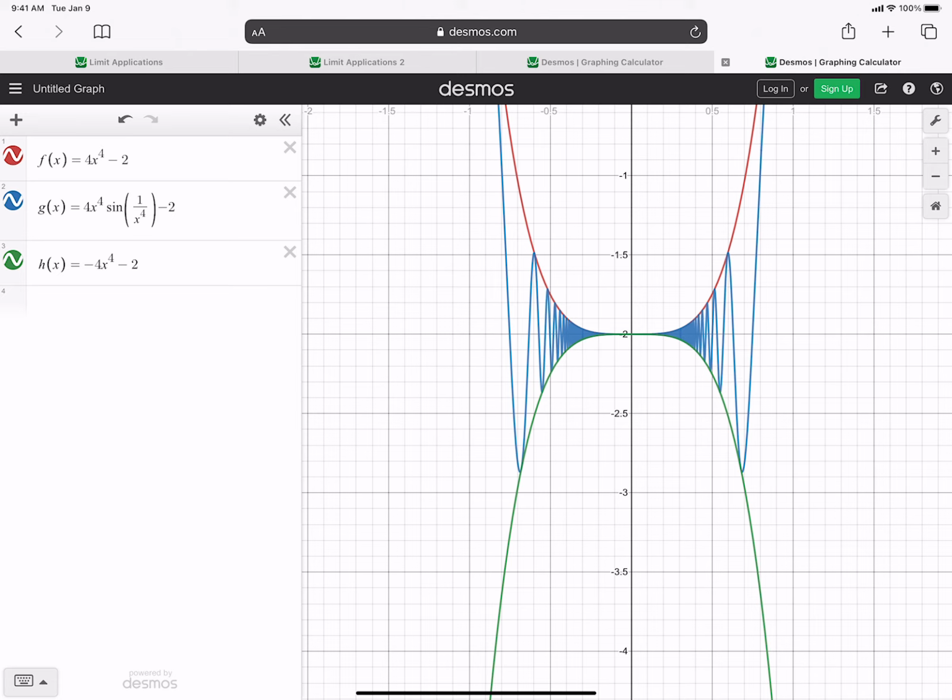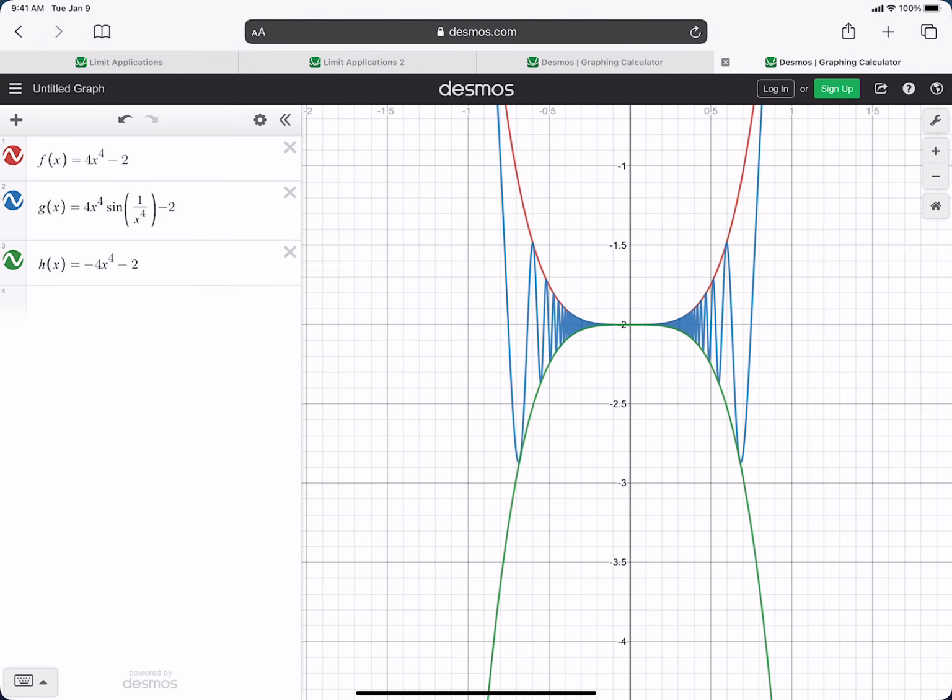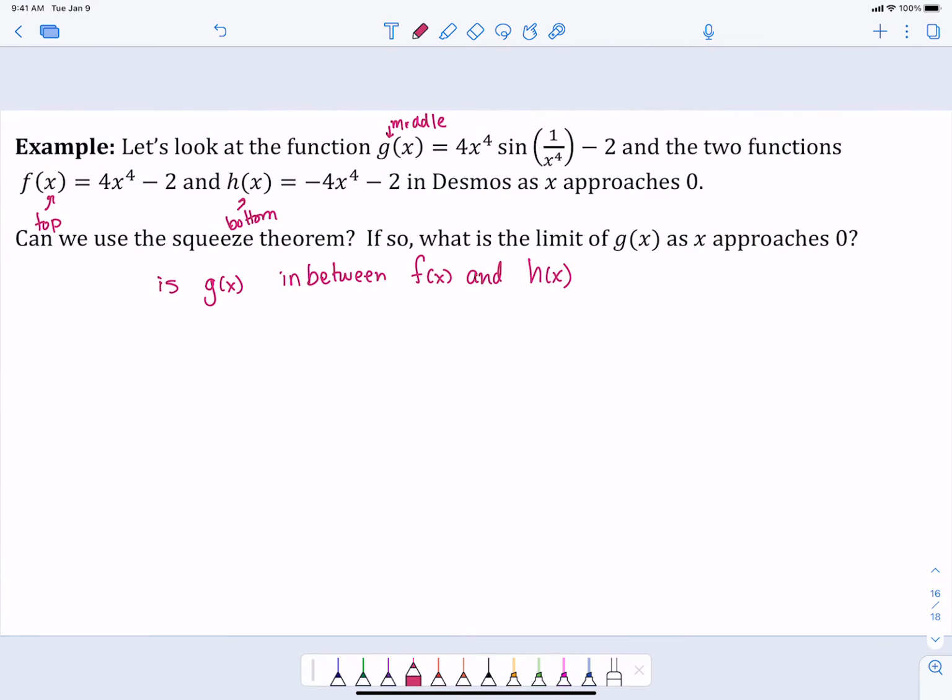And that sine function is being quite crazy. If you want to pull away those other two so you can see it, it's oscillating like crazy there in the middle, going up and down and up and down. And it is undefined when x is 0, but it sure looks like that limit is going to negative 2. And so back here, can we use the squeeze theorem? The answer is yes. We've got that h of x is on the bottom of g of x, which is on the bottom of f of x. So g of x is squeezed in between those two functions.